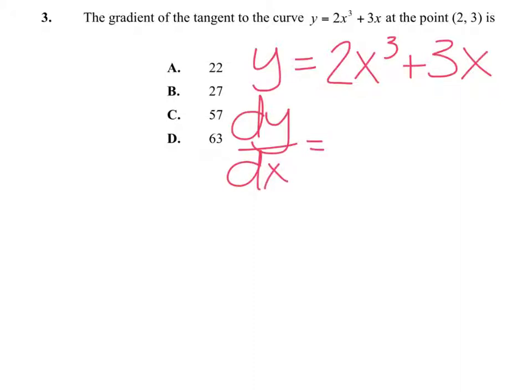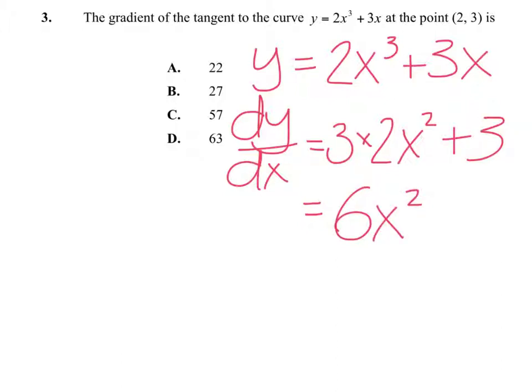So dy by dx equals 3 times 2x squared plus 3, which gives us 6x squared plus 3. So the thing we have now represents the gradient of the curve, which is constantly changing.